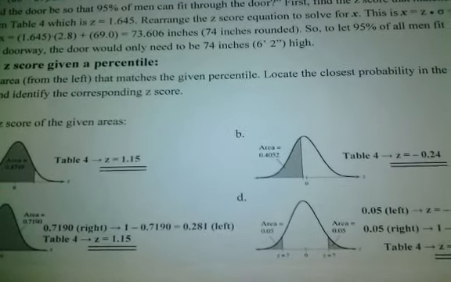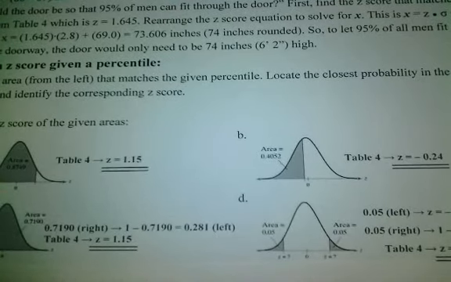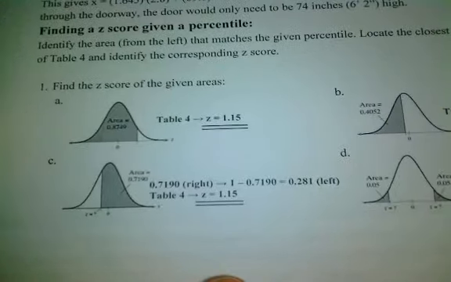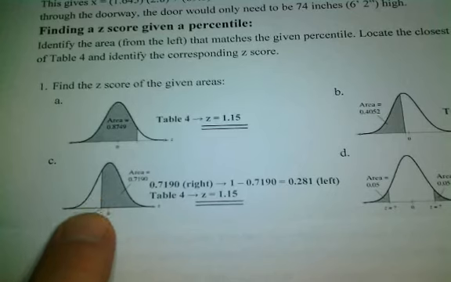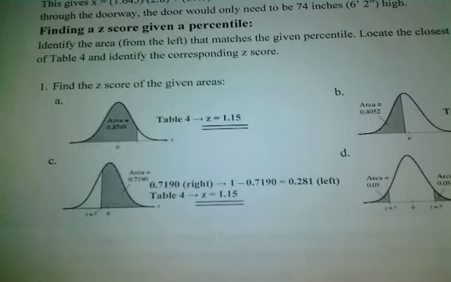Now, as before, if we are not going to the left, we have to take that into account. So on this problem here, notice that the shaded area is to the right. The table only works to the left. So the first thing I'd have to do is subtract from 1 to have this portion, which is unshaded in this diagram, because that's what the table is going to see. So 1 minus 0.719 gives me 0.281. That's what's unshaded. That's the one that has a z-score of 1.15.